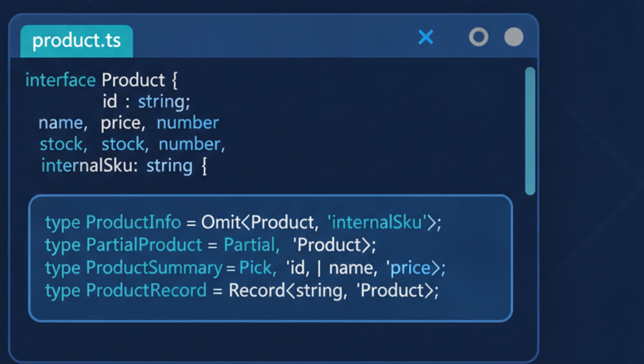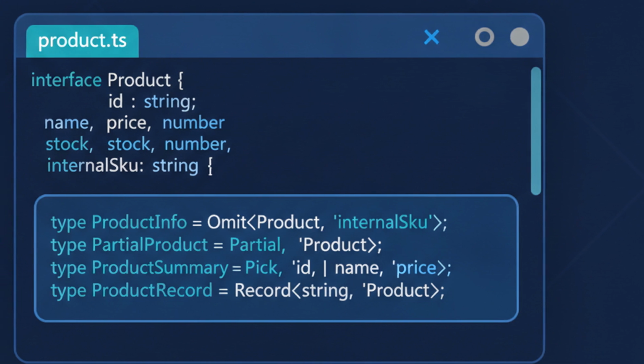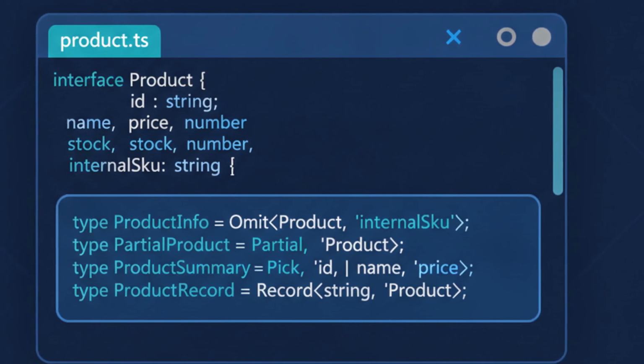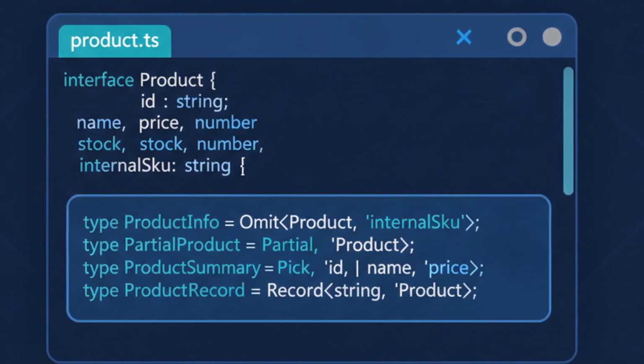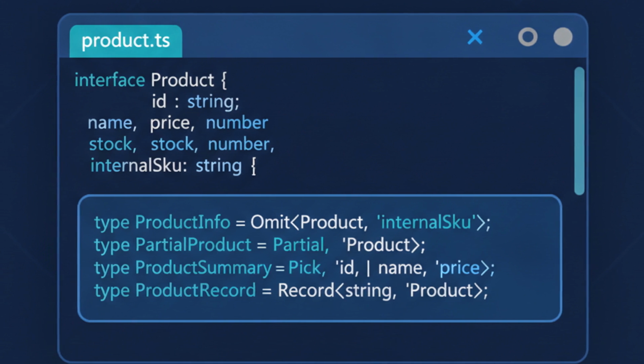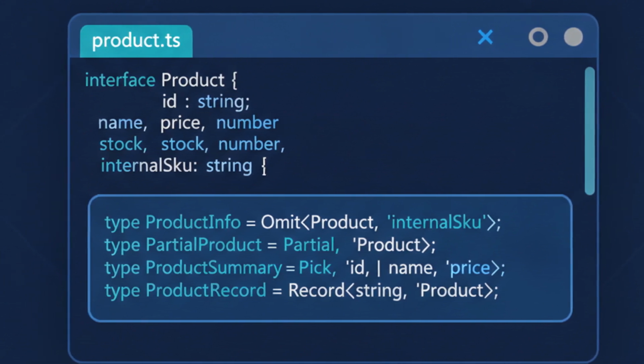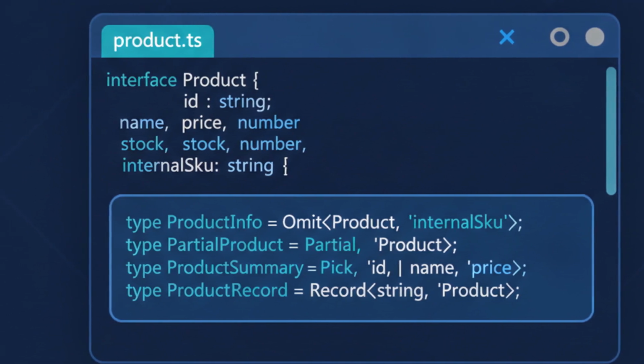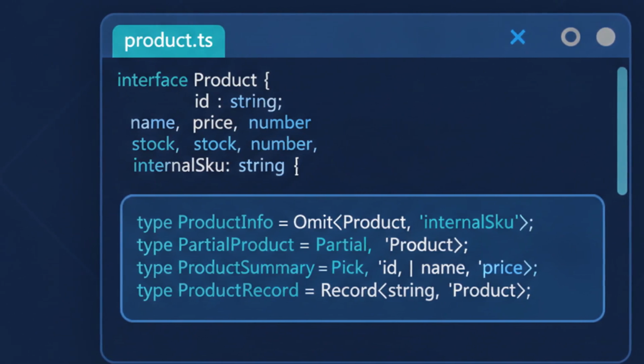Let's tie it all together with a realistic scenario. From one product interface, we derive every type we need. A create input that omits the id, an update input that's a partial, a public summary picked from a few fields, and an inventory map using record. 4 derived types, 1 source of truth. Change product once, and everything updates in lockstep. This is utility types at full strength.